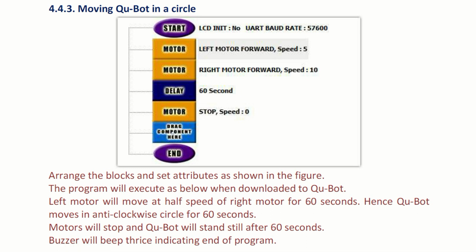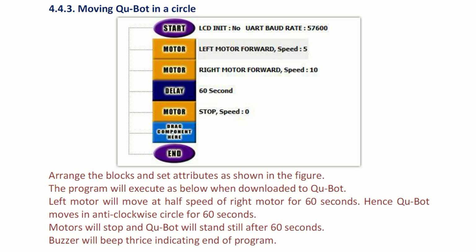What does it mean? It means you are rotating the left motor with speed 5 and the right motor with speed 10, so both the motors have different speeds. The effect will be that your robot will rotate in an anti-clockwise direction for 60 seconds.